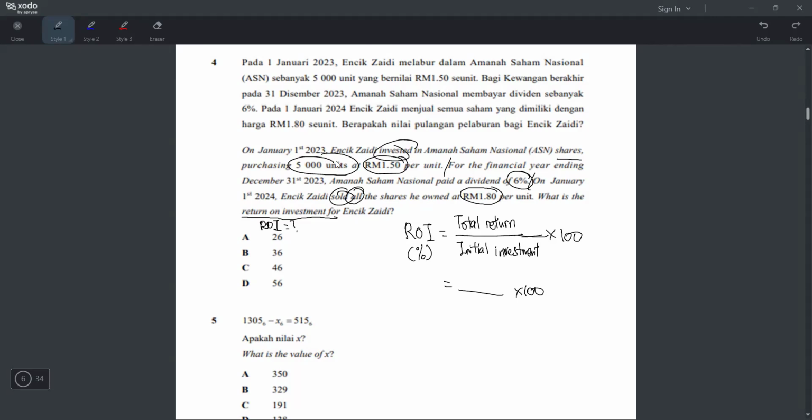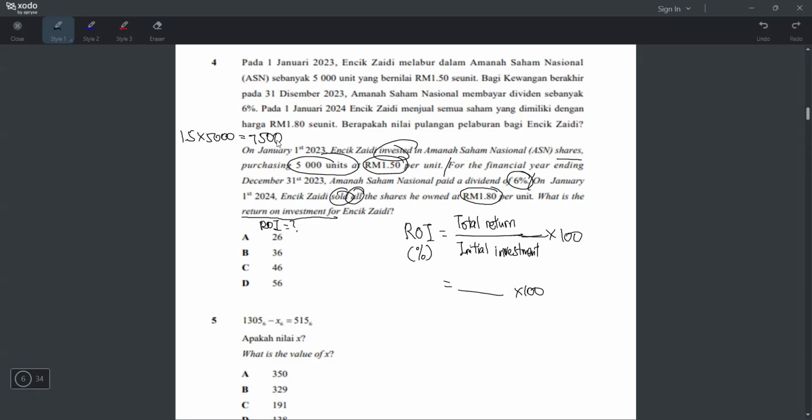He spent some money to buy 5,000 units, at 1 ringgit 50 cents per unit. So the amount he spent is 1.5 times 5,000. Let's press this, see what we get. Okay, my calculator gives me 7,500. So what is this? This is the initial investment, okay?